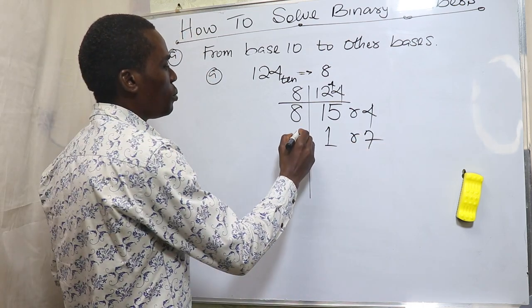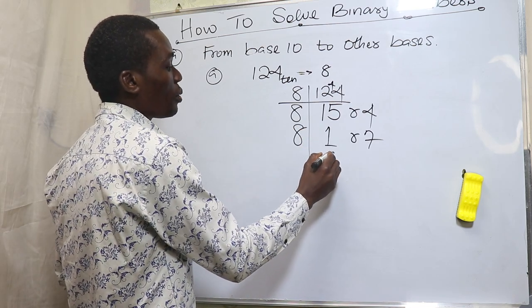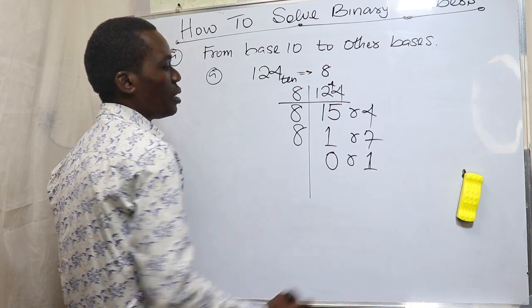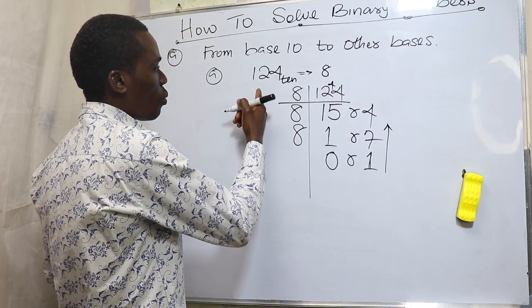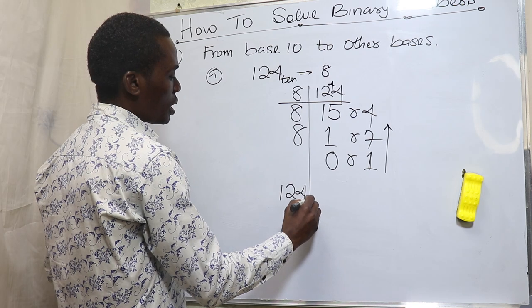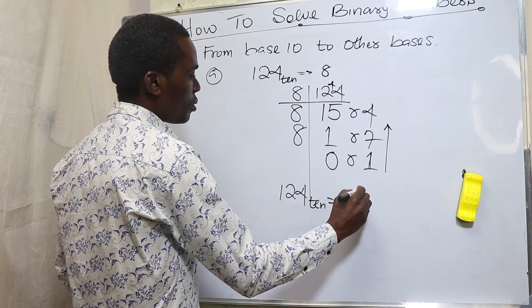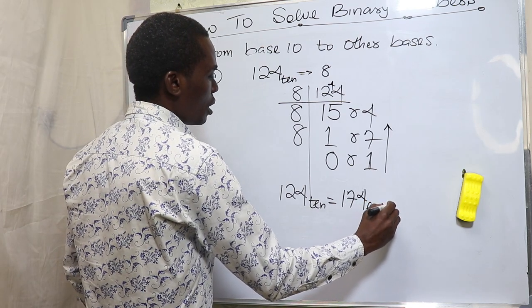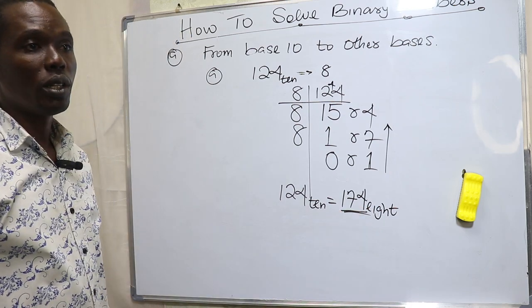So the next thing what I go do be say I go divide 1 by 8. 1 divided by 8 e no dey possible, so e go give me 0, and my remainder go be wetin? Go be 1. So if I count this one from bottom to top, that means 124 for base 10 go dey equal to 174 for base 8. And that one go be the answer to that question.